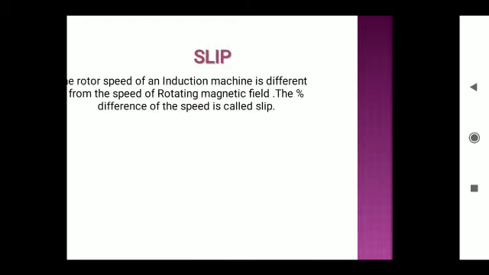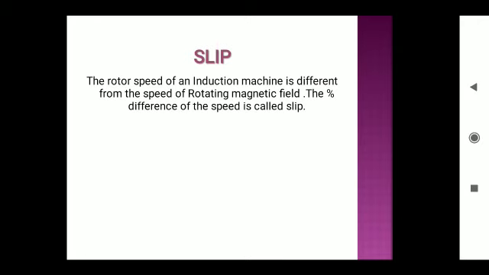Now, the next topic is the slip. The rotor speed of an induction machine is different from the speed of the rotating magnetic field. The percentage difference of the speed is called slip. That means percentage slip equals (Ns minus N) by Ns into 100. Ns is the synchronous speed in rpm, N is the rotor speed in rpm.